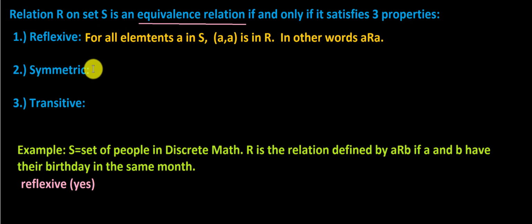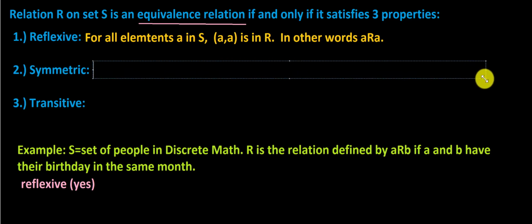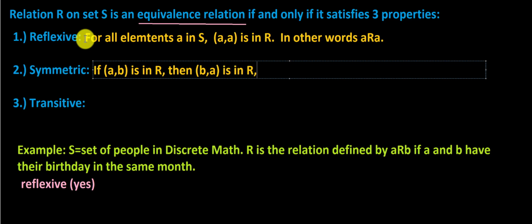Number two, to be an equivalence relation, we also have to satisfy property number two, which is symmetric. So symmetric basically says if (A, B) is in R, then (B, A) is in R too. In other words, A relates to B implies that B relates to A. It's commutative in some sense.